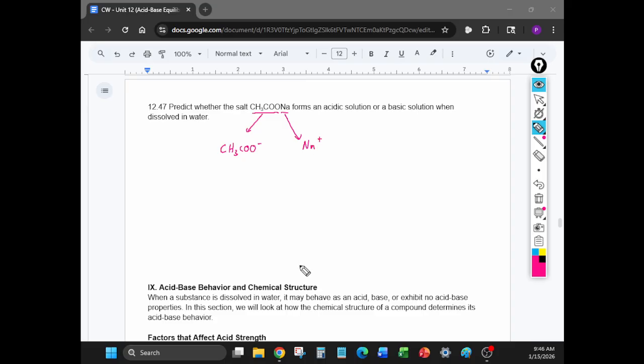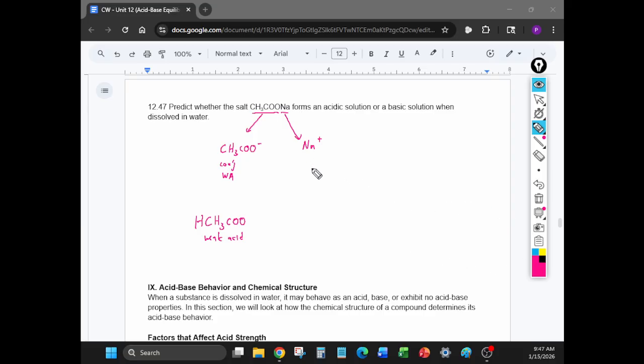So let's figure out what the conjugates are. Let's start with this one right here. This is an anion, so let's add a hydrogen to it. The conjugate acid of this anion will be this right here. We said this is acetic acid, this is vinegar. This is a weak acid. So this ion right here is the conjugate of a weak acid. So this is going to affect the solution.